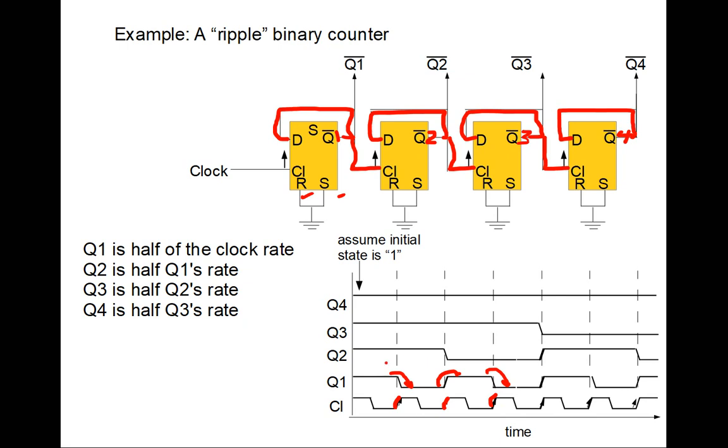Okay, now what's happening to Q2? Well, isn't Q1 Q2's clock? So the same thing happens. On the rising edge here of Q1, we're changing the state of Q2. The rising edge of Q1, we're changing the state of Q2.